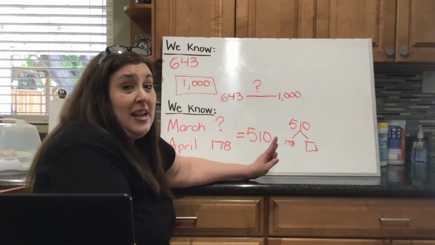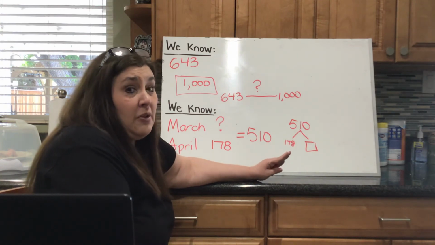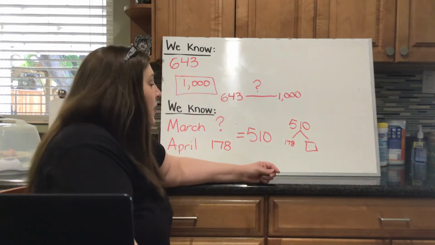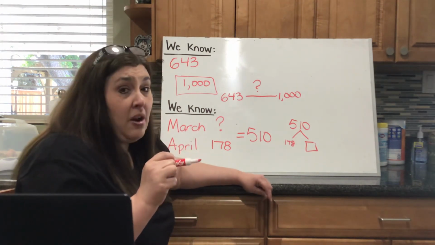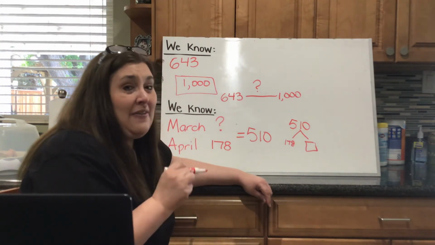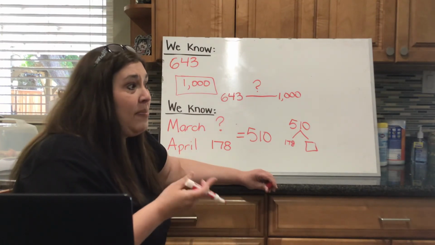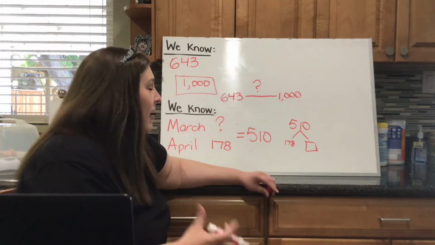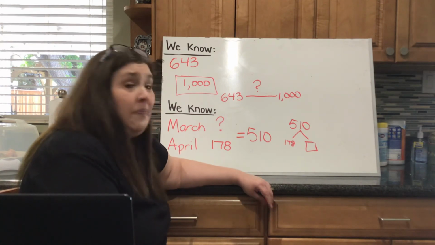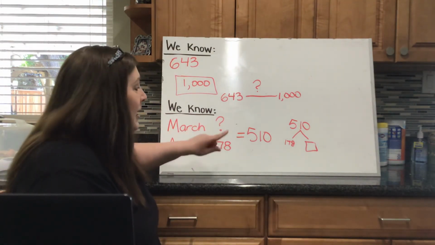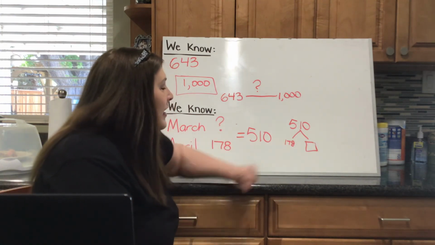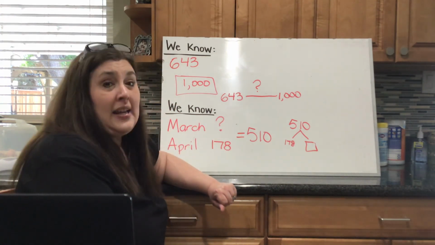You can really do any strategy, guys, that is comfortable for you and an efficient strategy. I would not recommend drawing out 510 tally marks and then crossing off 178. That would not be efficient and you would probably get highly confused. So think about something that's going to work for you and figure out how many flowers were planted in March. So here's kind of an idea of what you might work on, and good luck.